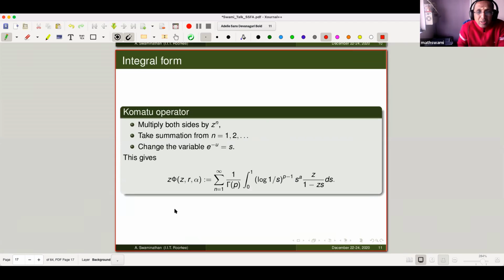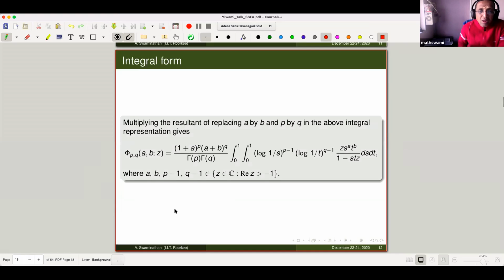This is basically called the Komatsu integral operator in function theory. This integral operator has several interesting properties, and it is studied in function spaces in a nice way. We'll give some information about it shortly. And multiplying the resultant and replacing a and b by p and q in the above integral representation, we basically get this double integral, which is the integral form of the generalized polylogarithm, and it is called the generalized Komatsu integral operator.